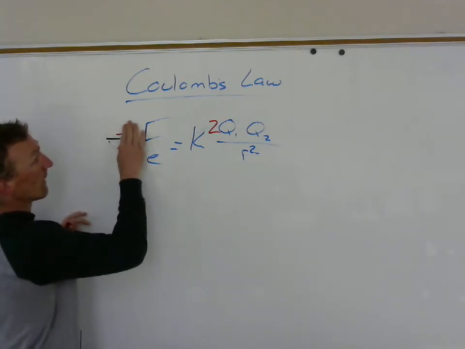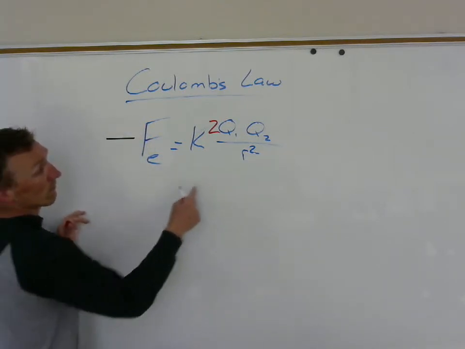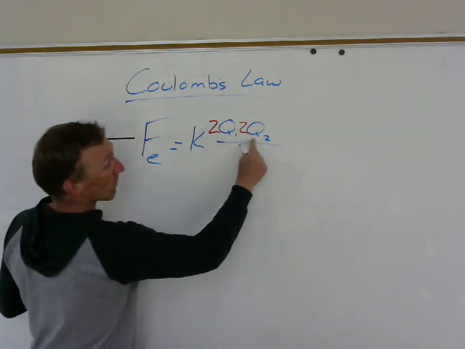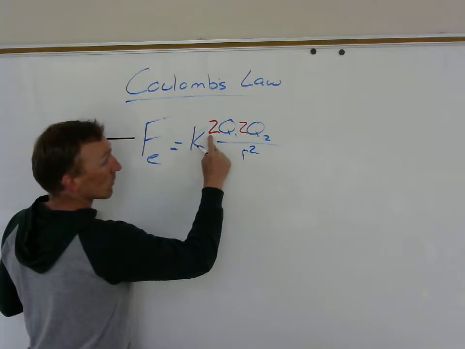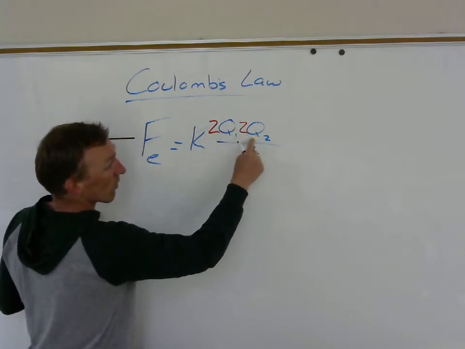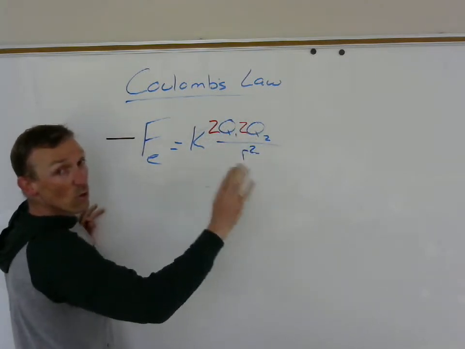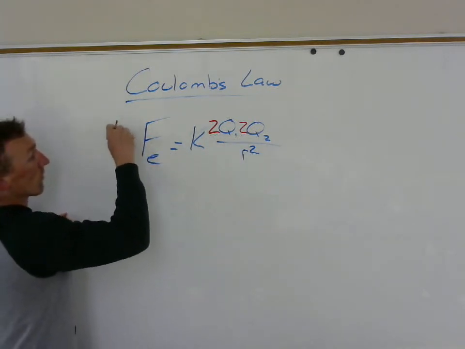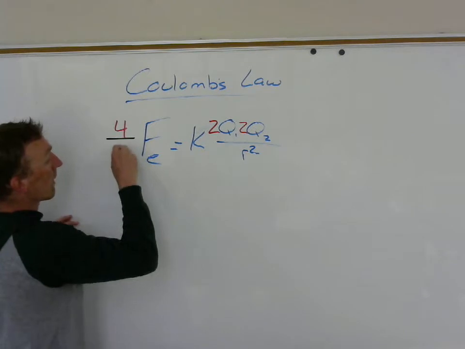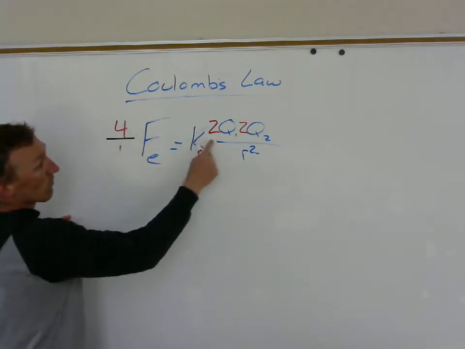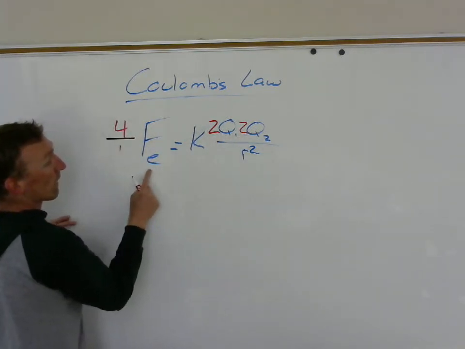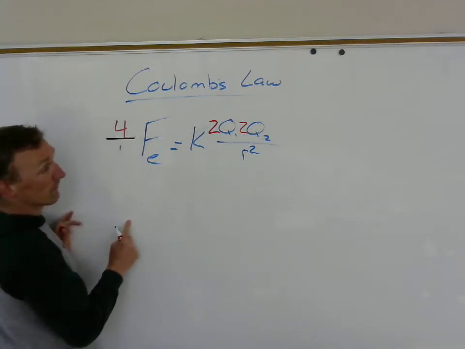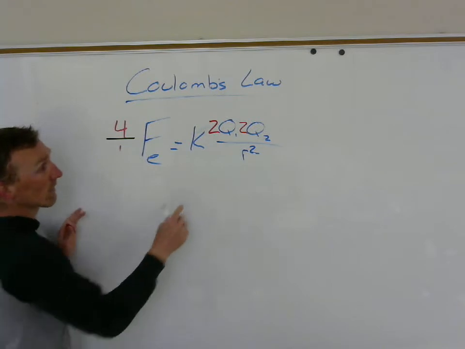But what happens to the overall force if I double both? This is all multiplication: 2 times the charge times 2 times the charge. The order I do this in makes no difference. So 2 times 2 is 4. There's still nothing on the bottom, so it's over 1. So doubling the charge of both, my electrical force will increase by a factor of 4. It'll be 4 times greater. Hopefully that makes sense.